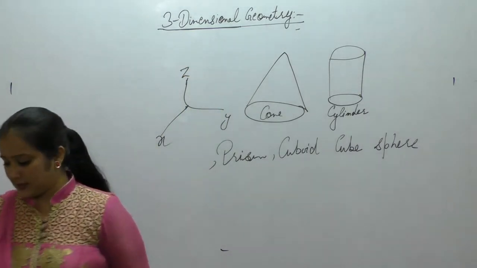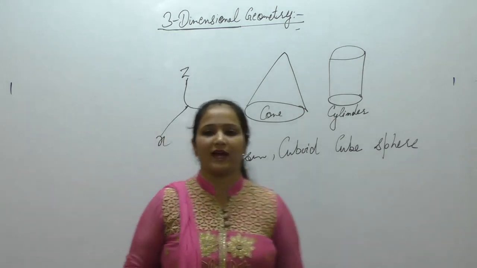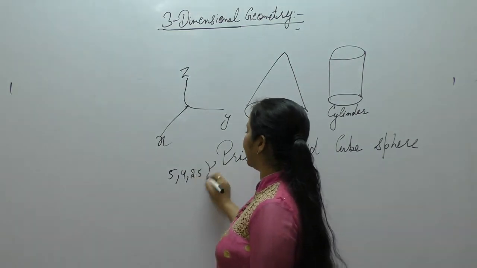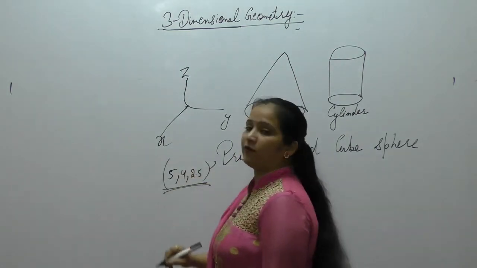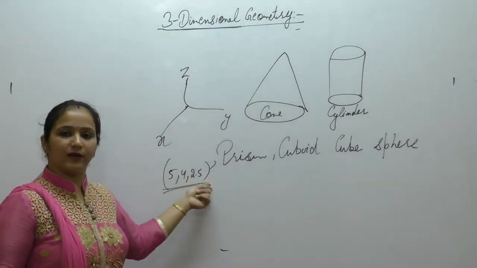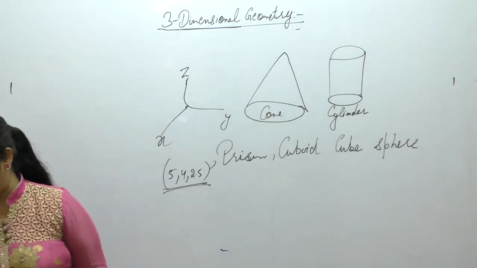So this is about height. If I say the height of the wall is 2.5, length is 5, breadth is 4 and height is 2.5, then I can write it as this. For the dimensions of the ball, I can write 5, 4 and 2.5. It is length, breadth and height. So this is in 3 dimensions.